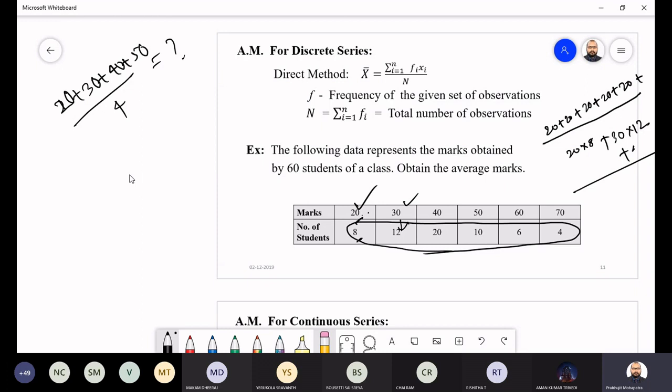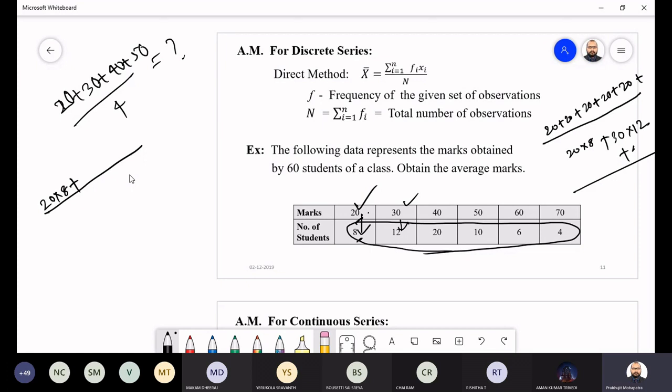Okay, how many times? What is the total number? Now it is saying that 20 is repeating how many times? 8 times it is repeating. So what do you have to do? You have to add 20, 8 times. Instead of that, you just multiply with 8 now.